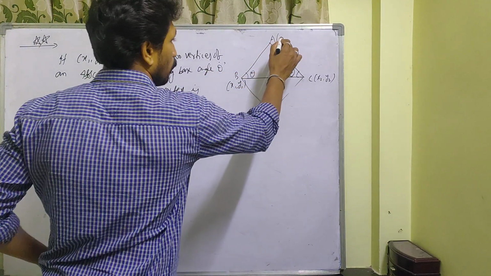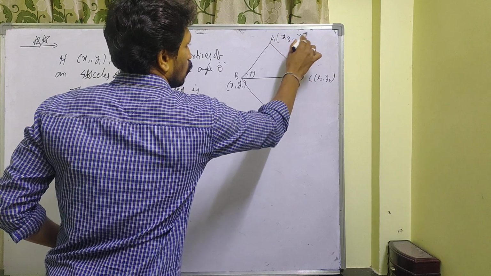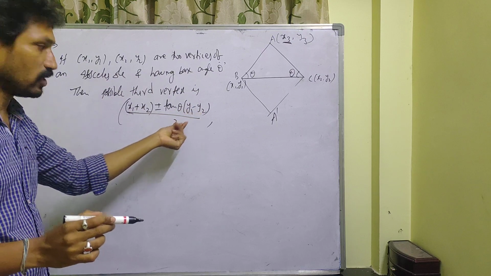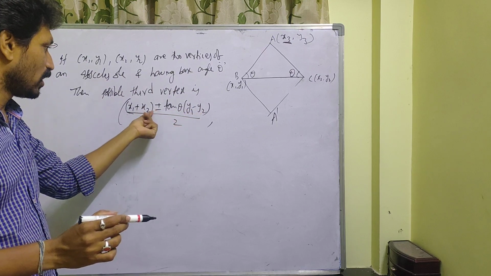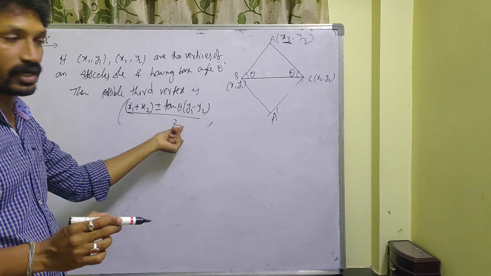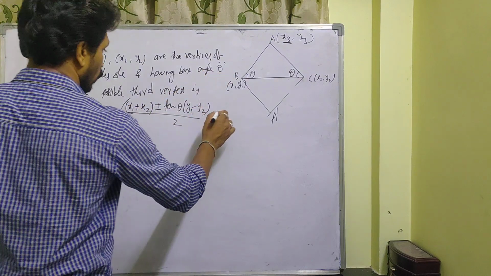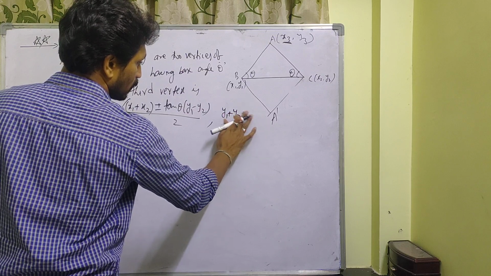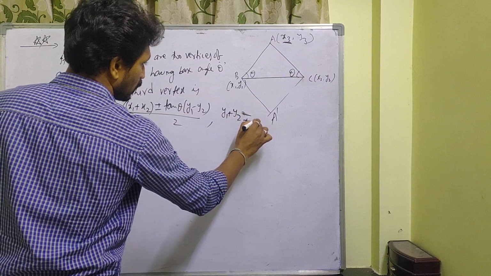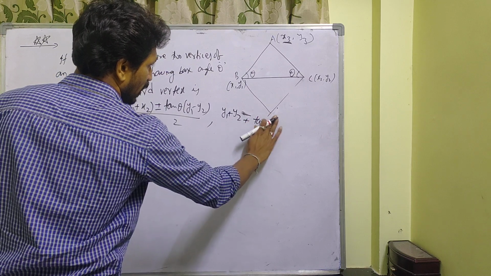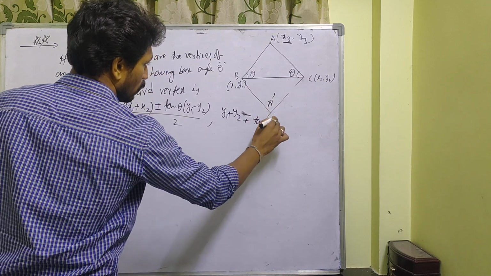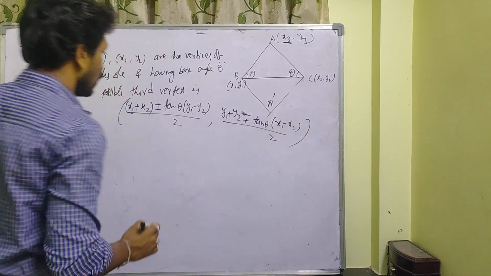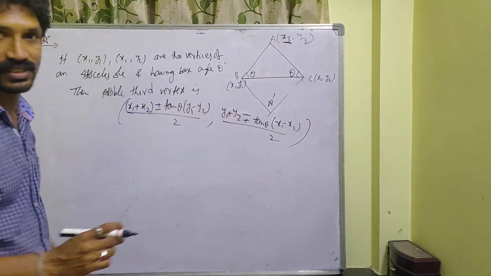For this you have some (x3, y3). Here x3 is nothing but x1 plus x2 plus tan theta into (y1 minus y2) by 2, or x1 plus x2 minus tan theta into (y1 minus y2) by 2. And the y coordinate will be y1 plus y2 minus plus tan theta into (x1 minus x2) by 2. It is plus or minus for x, and minus plus for y. Remember.